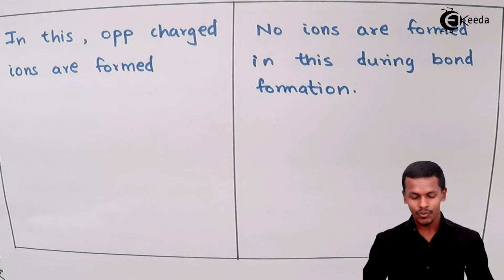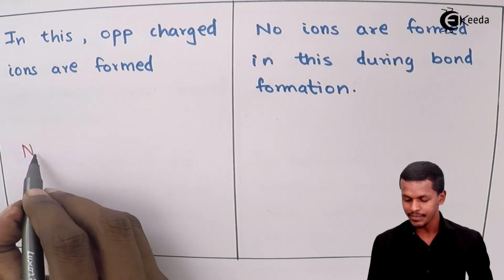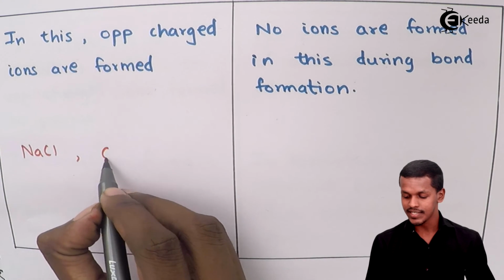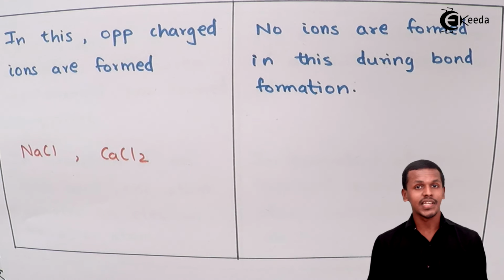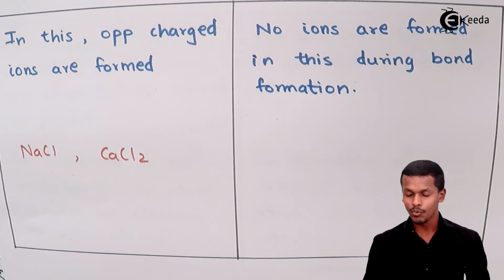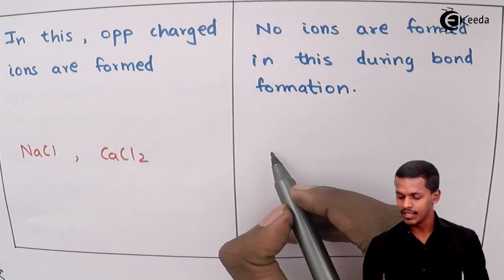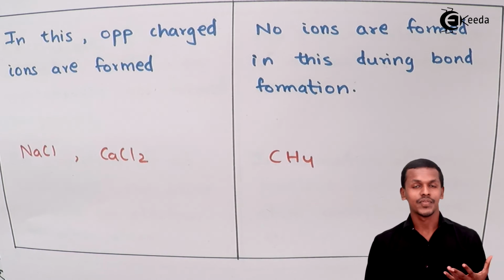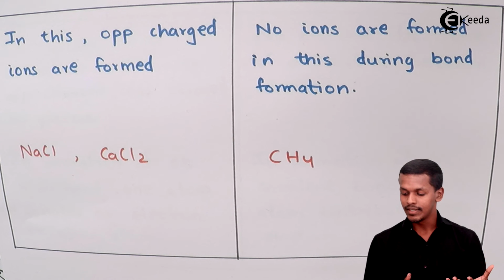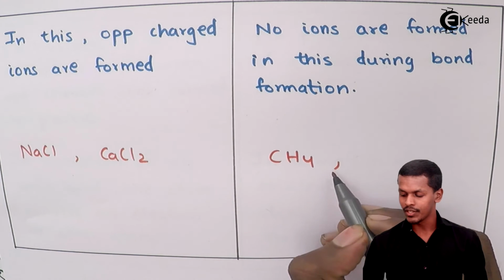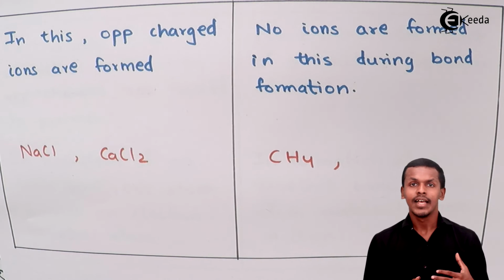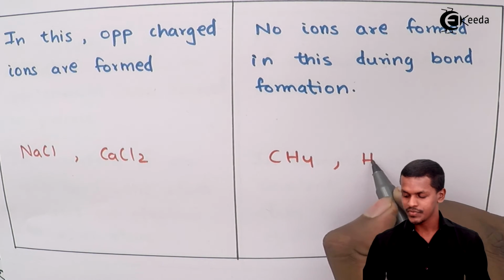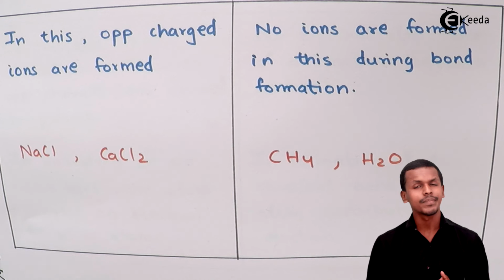The next thing I want to talk about is, like the example we did earlier, NaCl, and CaCl2. These are molecules that have ionic bonds. Talking about another one, CH4: CH4 is the one which forms a covalent bond. Another example is other molecules like H2, which also forms a covalent bond.